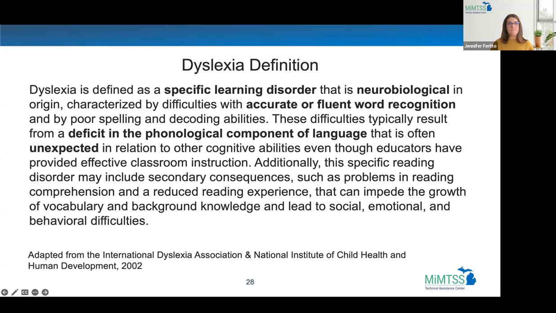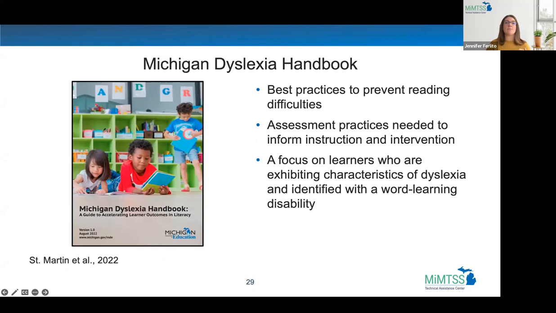I'm very proud that our state has this amazing resource, the Michigan Dyslexia Handbook. It just came out in 2022, I think August. It is designed to help educators, district leaders, school leaders develop a shared understanding of the best practices to prevent reading difficulties. I'm just curious, either drop in the chat or you can use the reaction with thumbs up or thumbs down. Does anybody use this? Has anybody seen this? Is this handbook getting passed around your district or your county?